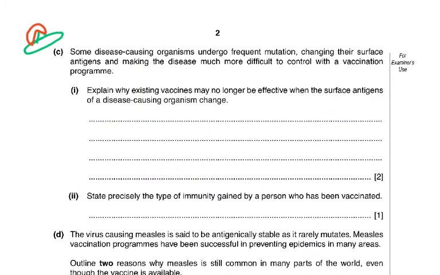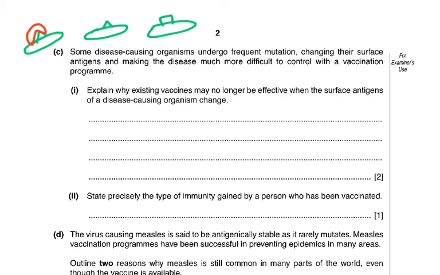Some disease-causing organisms undergo frequent mutation, changing their surface antigens. So this is a virus with this antigen, right? Now this antigen changes. It becomes something like this. So making the disease much more difficult to control with a vaccination program. Explain why existing vaccines may no longer be effective.